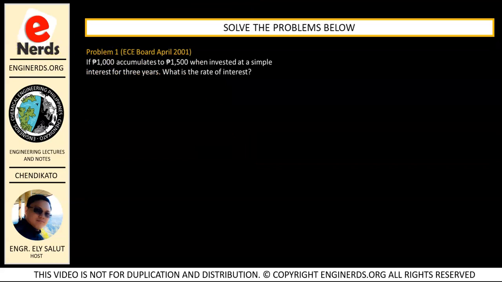So, first we have this problem. Of course, this is simple interest. Yan muna ang ating isosolve ngayon. So, in problem number 1, it states that if 1,000 pesos accumulates to 1,500 when invested at a simple interest for 3 years, what is the rate of interest? Okay, so gumawa muna tayo ng ating cash flow diagram para mas visualize natin yung nangyayari.